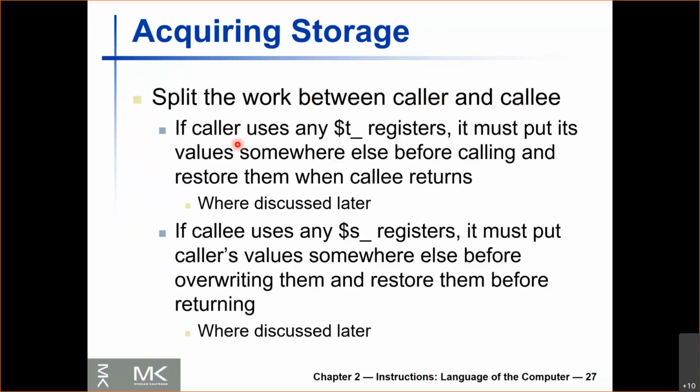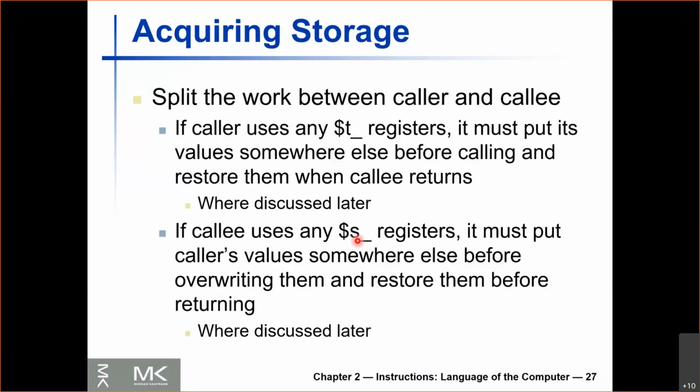If the caller uses any T registers, then the caller needs to save these T registers somewhere safe before calling the callee. And if the callee uses any S registers, then the callee should save the caller's S registers somewhere safe before it uses them. Okay, and it needs to restore them before it returns.